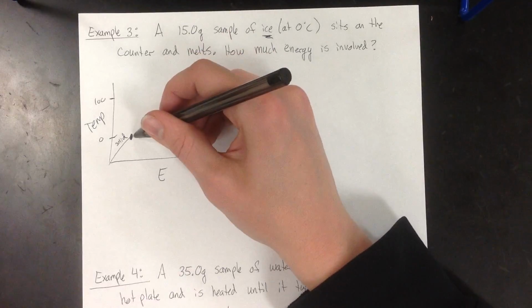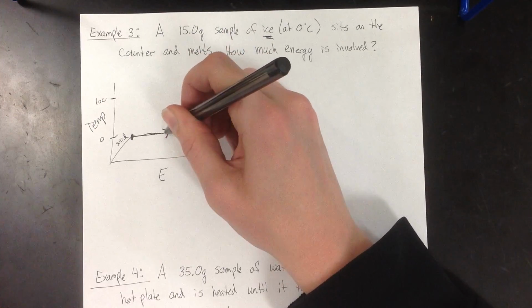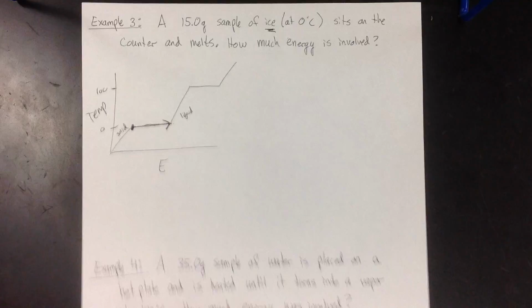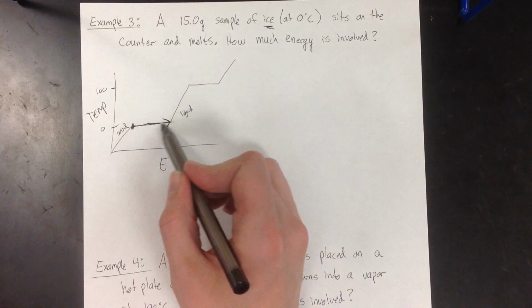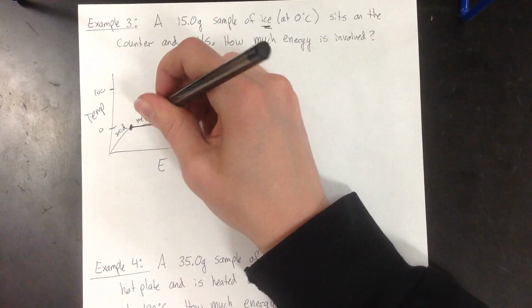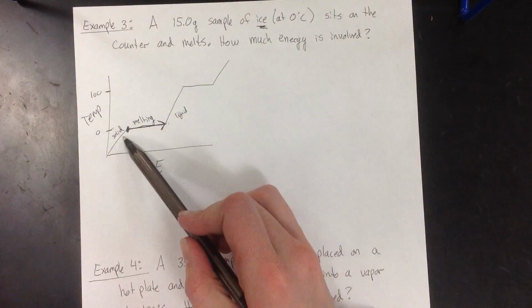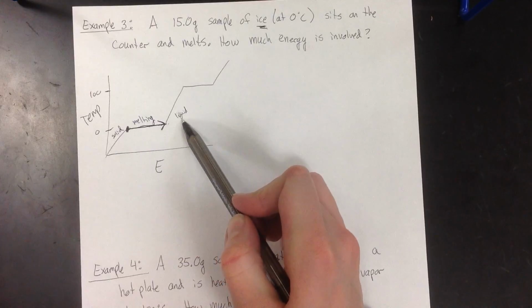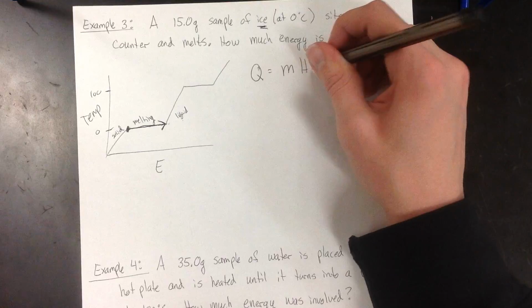Okay, my melting process is along this line. It doesn't say anything about heating it up after it melts. It doesn't give me anything about temperature changes. It just says I'm ice at 0. So I'm moving along this flat line from left to right because I'm melting. Well, my equation for going from a solid into a liquid is my Q equals m Hf.